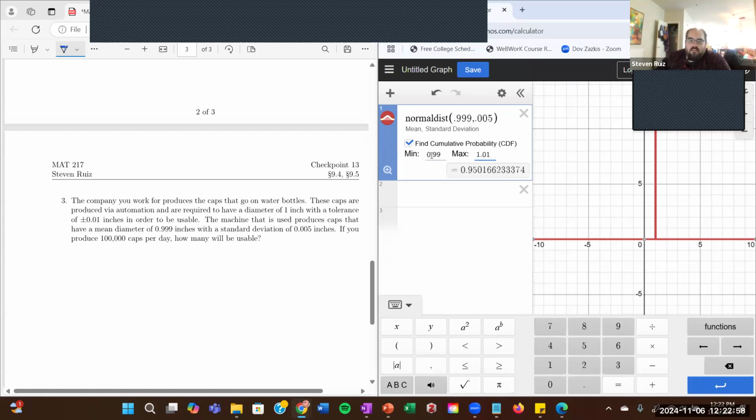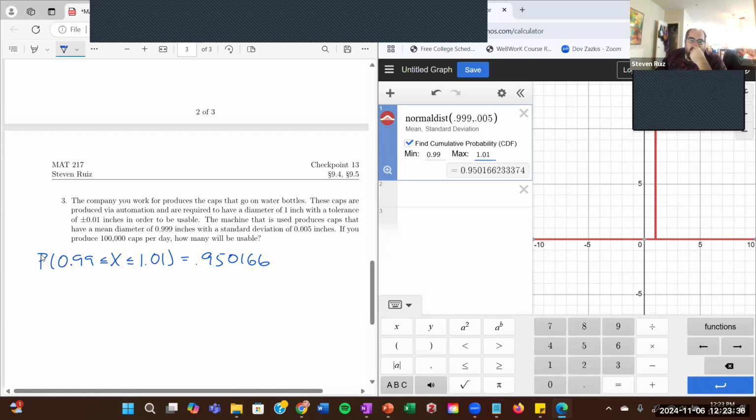So my probability, let's write this down first before we go any further. The probability that 0.99 will be less than or equal to x, which will be less than or equal to 1.01 is, let's take it down to like 6 places, 0.95016. That's the probability that any one cap that comes off this process will be usable.